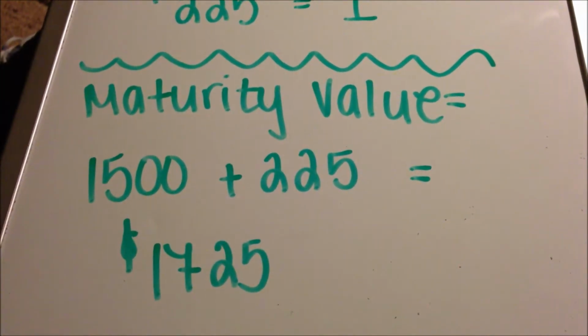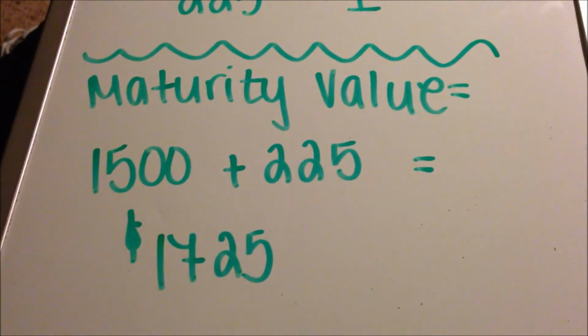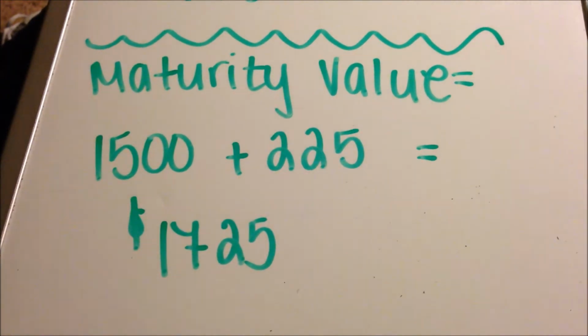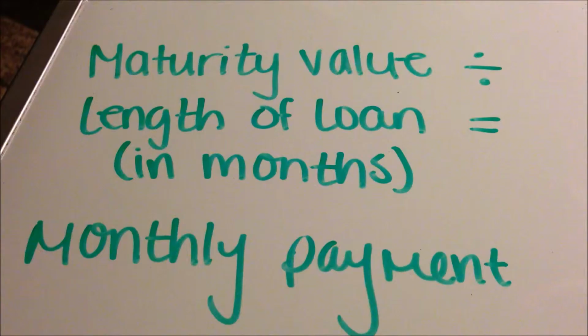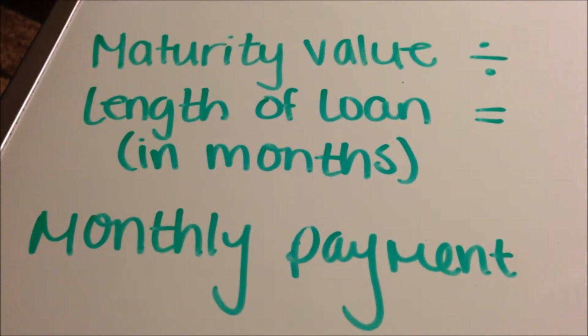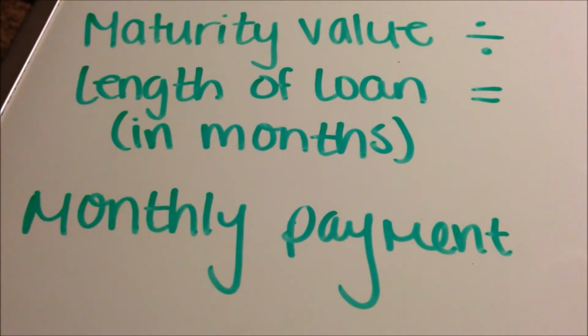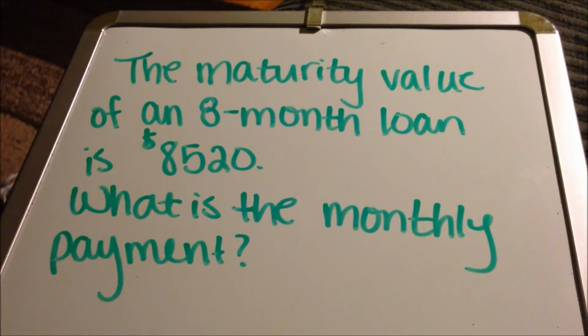The maturity value is the principal amount plus the interest, so $1,500 plus $225, and we get a total amount due of $1,725. The maturity value divided by the length of the loan in months is equal to the monthly payment. Let's try an example.